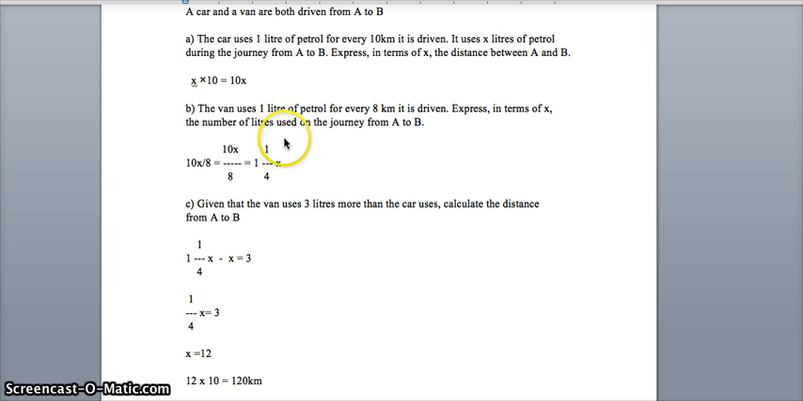Since 10 km is driven with every liter of petrol used, and the amount of petrol used was x liters, we can find the distance by multiplying x and 10, and that will give us the answer of 10x km. Let's look at part B.